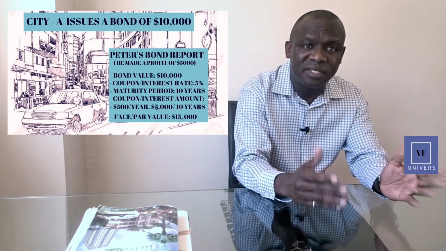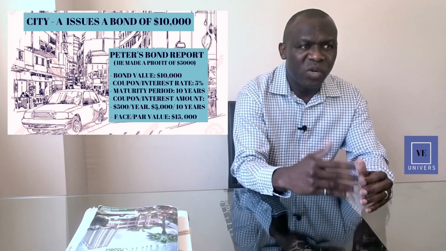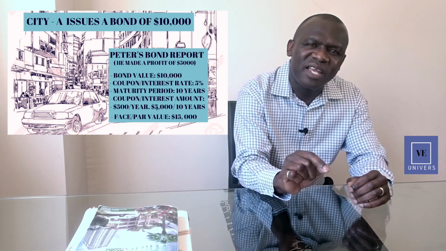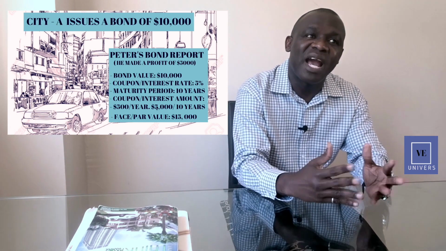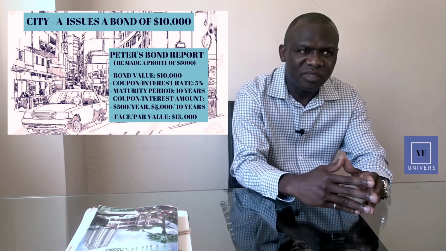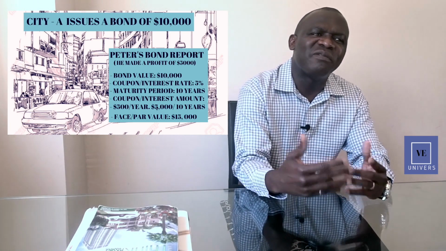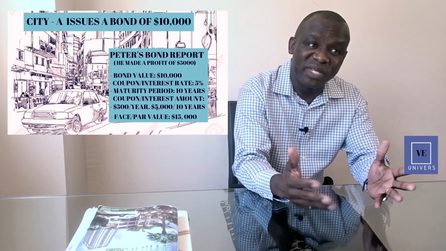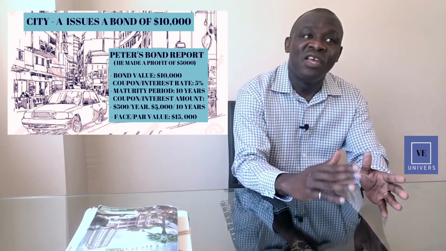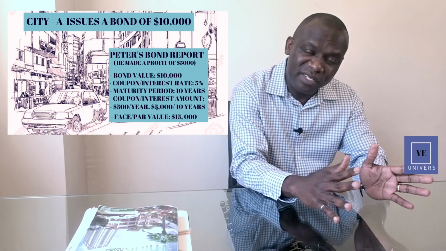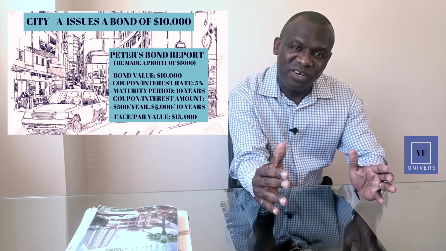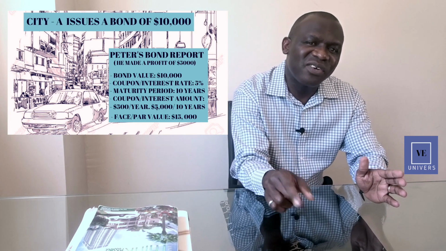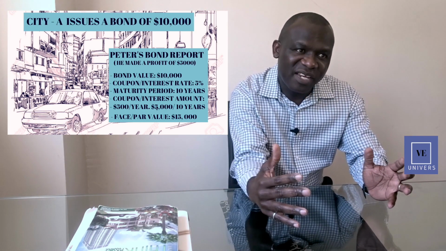One of my friends, Peter, decided to purchase the bond. When Peter purchased the bond, they came to an agreement that they will be giving Peter a 5% interest per annum. So that's the coupon rate. When you look at 5% of $10,000, that's how much? That's $500. So they'll be giving him $500. Now the maturity period: if the government says, okay, we want the duration of this to be 10 years, it means they'll be paying Peter $500 every year for the period of 10 years.